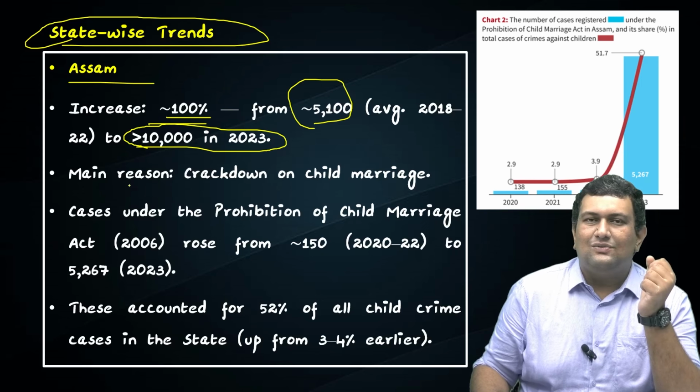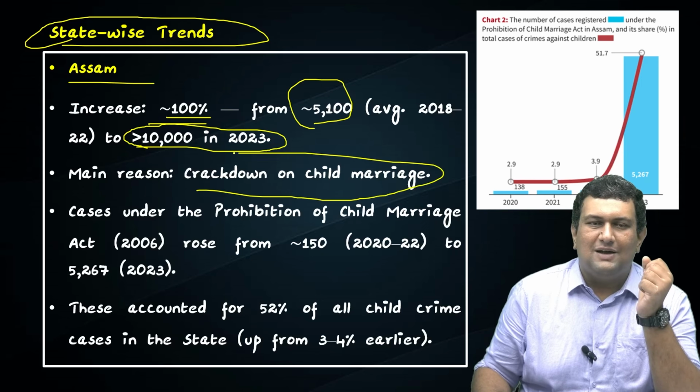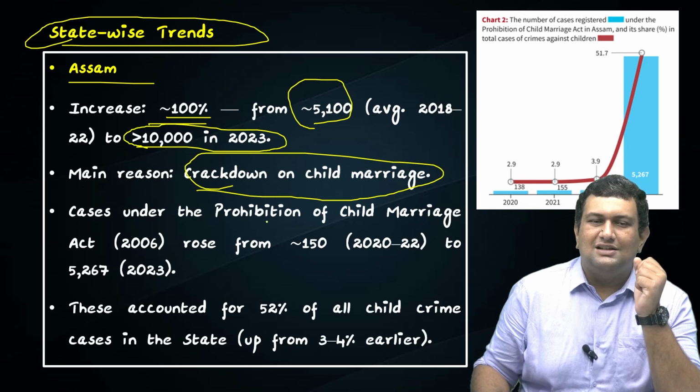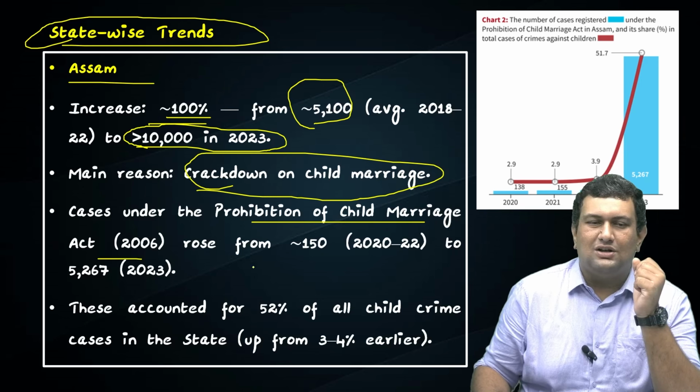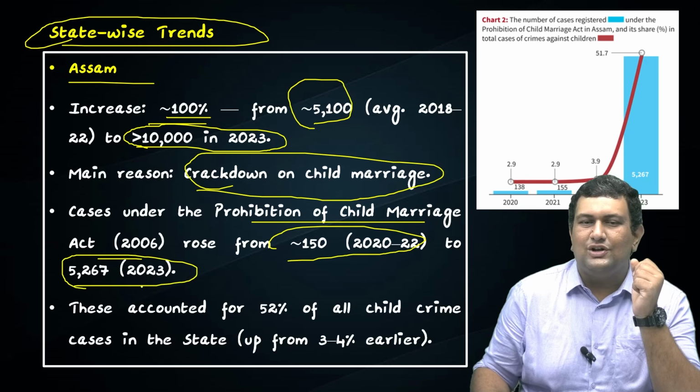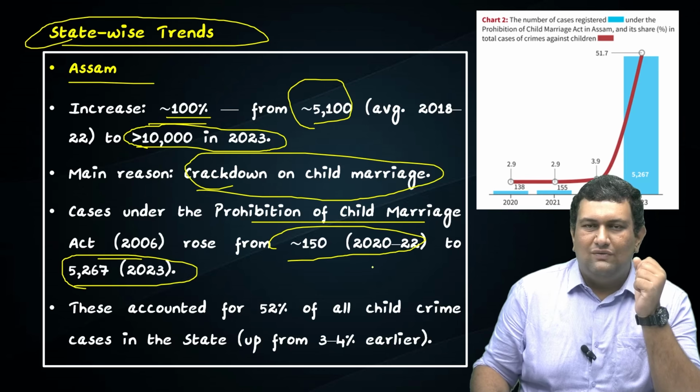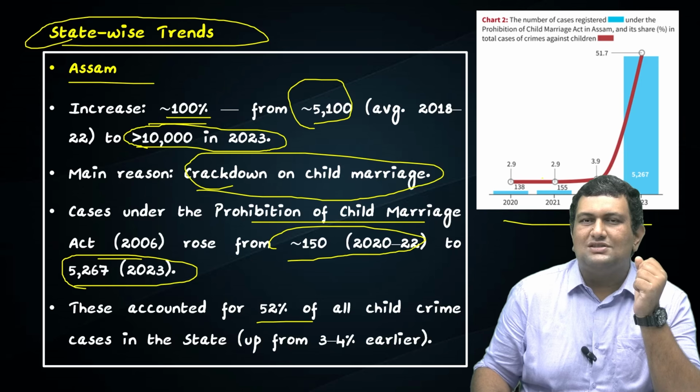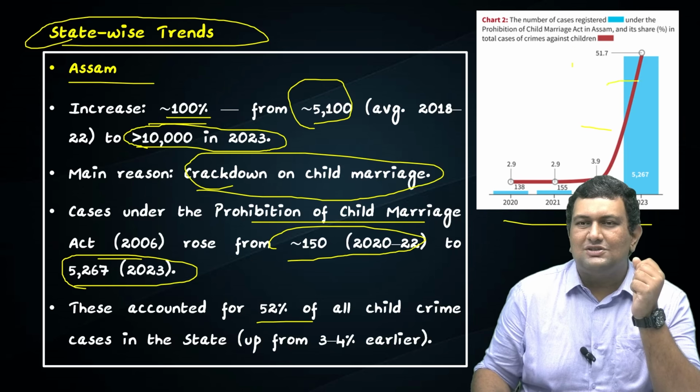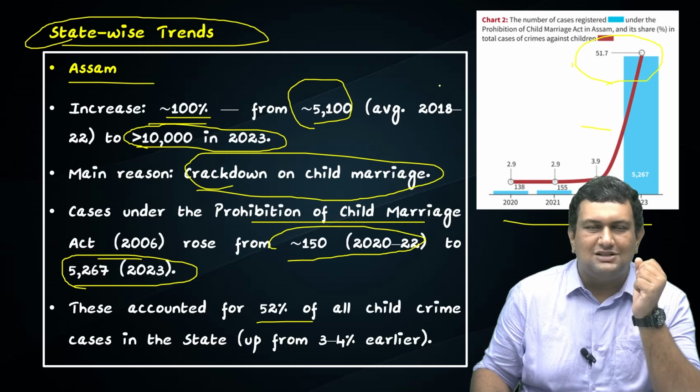The main reason for the increase in cases in Assam is the crackdown on child marriage. The cases under the Prohibition of Child Marriage Act rose from about 150 previously to about 5,267 in 2023. Of this, child marriage cases account for about 52% of the total cases. This is a graph depicting it, and you can draw this graph in the mains exam. Of the total number of cases regarding crimes against children, child marriages in Assam accounted for 51%. That is, half of the cases are regarding child marriage itself.